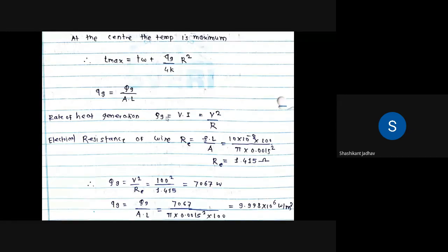Okay, what about you? Put that answer in the chat box. What is your answer? So we have calculated all the values, means the only unknown was Qg. So we have calculated the value of Qg. Now all remaining values are given to us. So by using that, we have to calculate the value of Tmax.